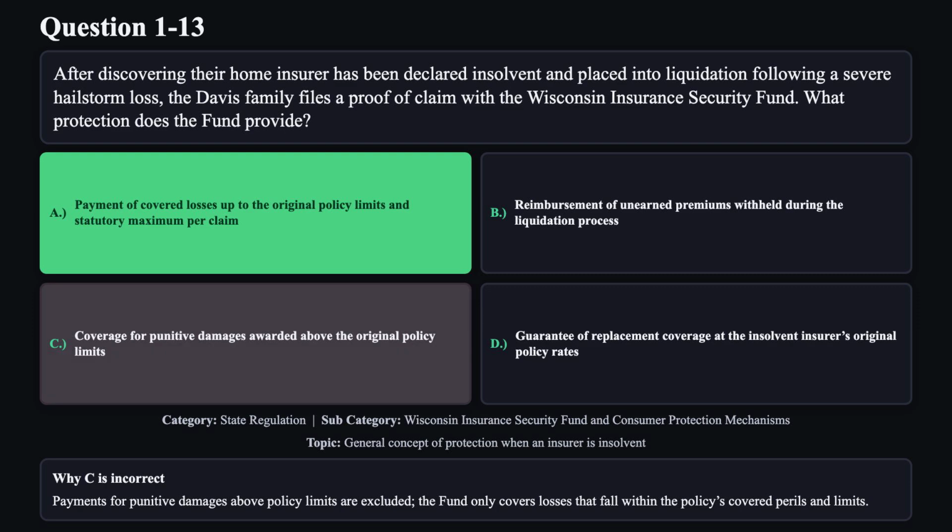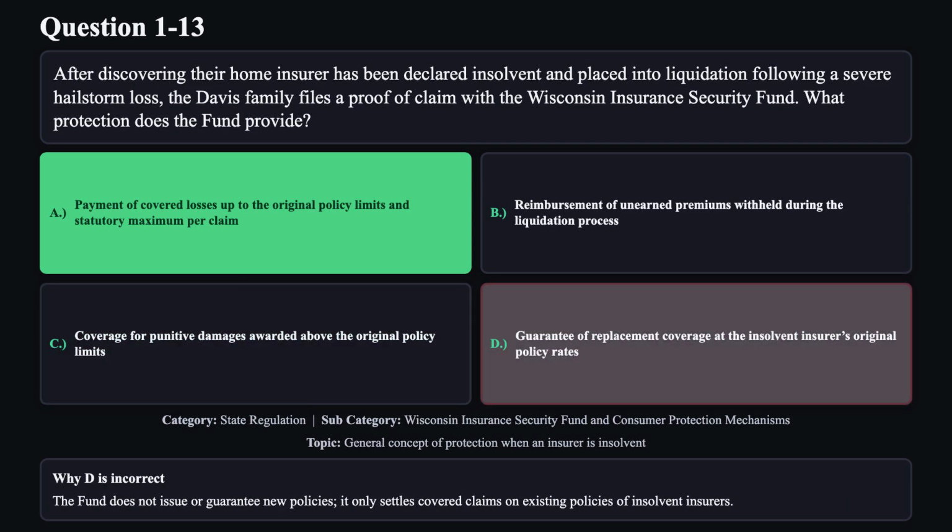Reason C is not correct. Payments for punitive damages above policy limits are excluded. The fund only covers losses that fall within the policy's covered perils and limits. Reason D is not correct. The fund does not issue or guarantee new policies. It only settles covered claims on existing policies of insolvent insurers.